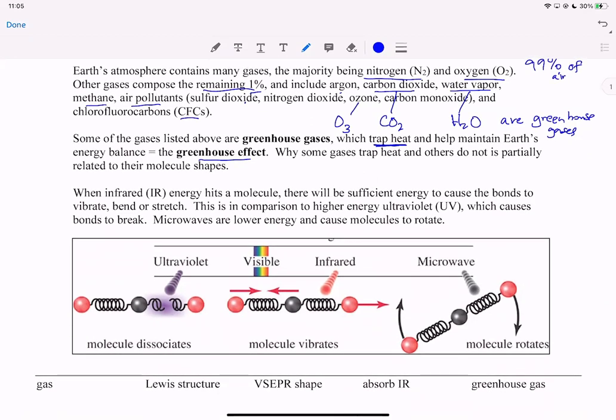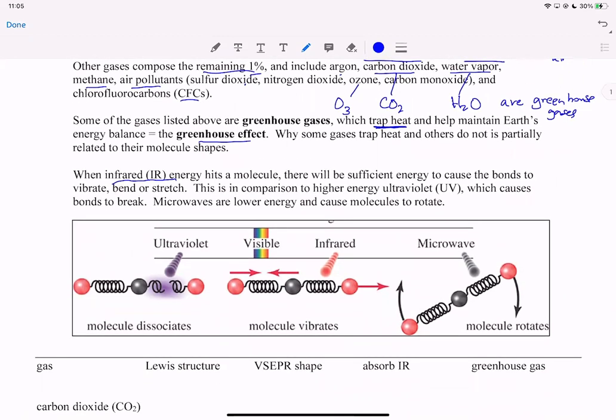And so this is when infrared hits a molecule. It is causing the molecule to vibrate, bend, or stretch. And so the molecular vibrations are caused by infrared. And that's different from microwaves, which cause certain molecules, specifically polar molecules, I know you don't know that yet, but we're going to get to those. Microwaves cause polar molecules like water to just rotate. And compared to UV, ultraviolet causes molecules to have their bonds broken. Okay, but infrared causes molecules to vibrate, also bend or stretch.